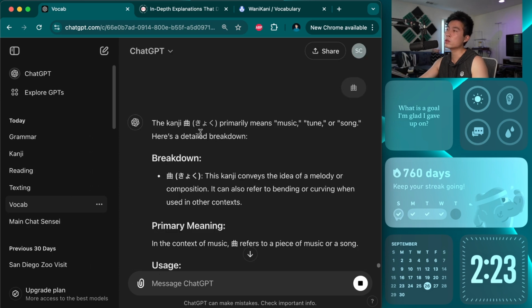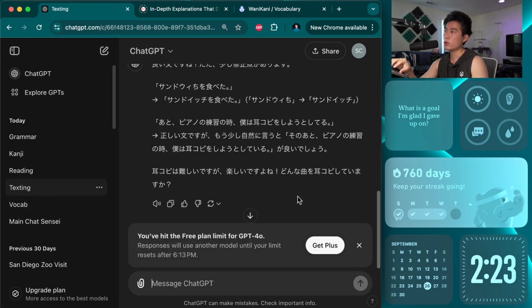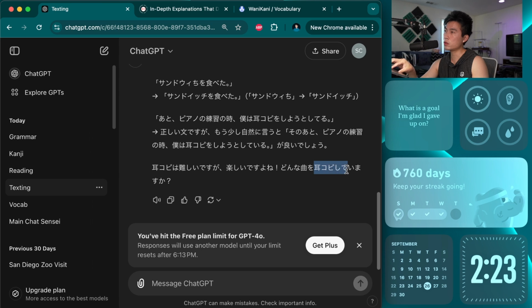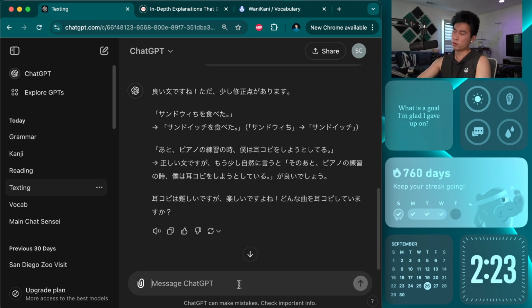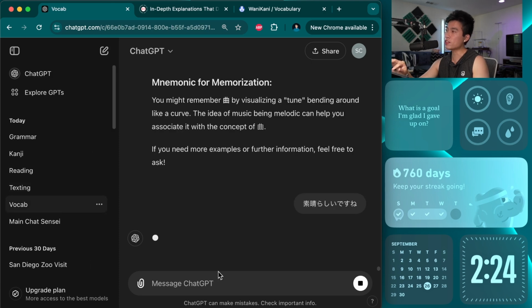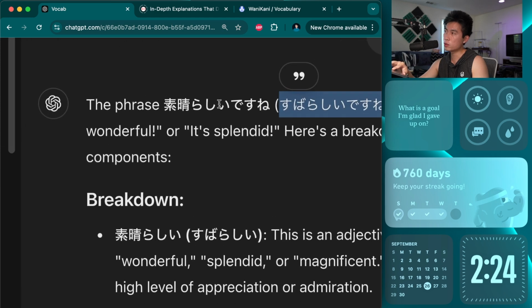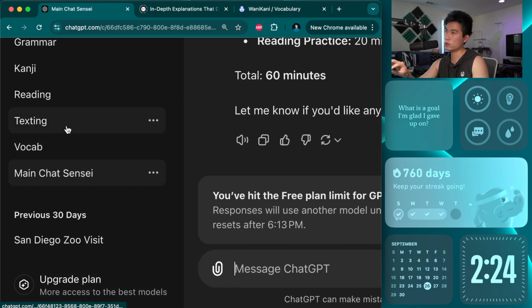Vocab. 曲. My native source says that word quite a lot when I talk about music, so that's the kanji for it. Got it. 曲どんな曲を耳コピーしていますか？いろな曲けど、今日はアメリカの曲。This is my issue. I just can't read the kanji, but I feel like this is actually pretty good practice. It's wonderful. It's splendid. 素晴らしいですね. So that's 素晴らしい. Okay. Oh, not this one.